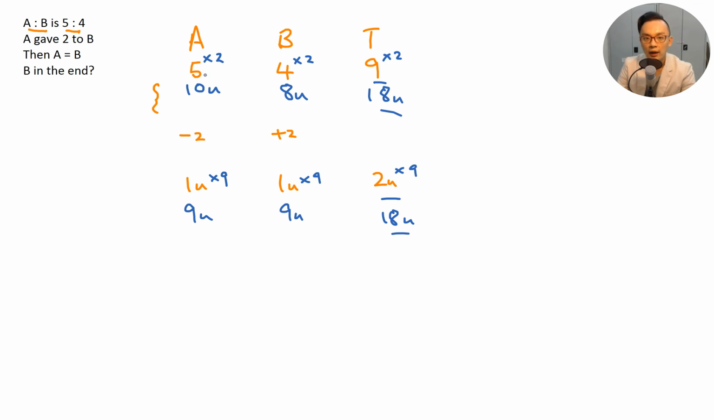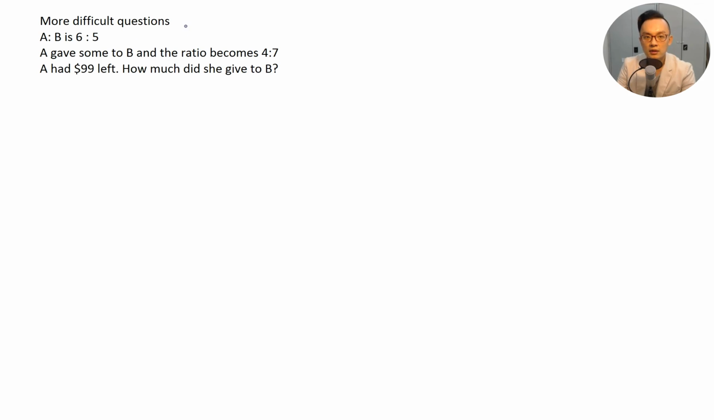And I know A gave some to B, so 10 minus 9 is 1U. So 1U is actually the 2 that I gave. So 10U minus 9U equals to 1U, which is 1U is the 2 that I gave. So A equals to B, and B in the end, so I'm looking for 9U, is 9 times 2 is 18. That's the answer. Okay, so now we're going to look at slightly more difficult questions.